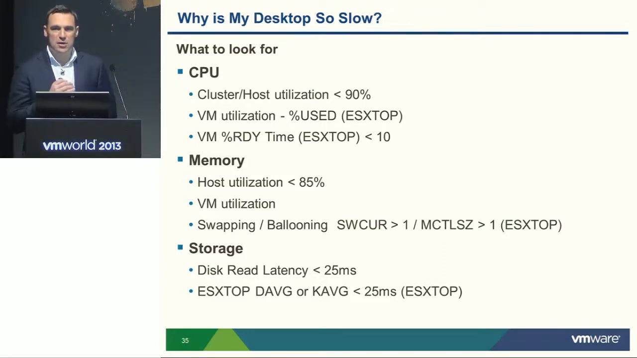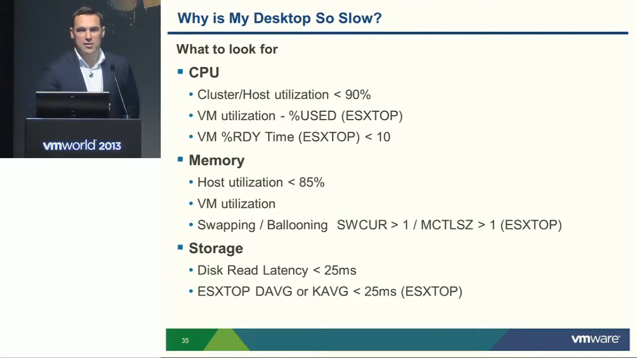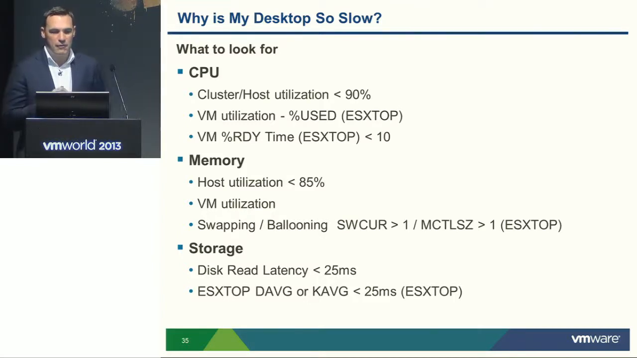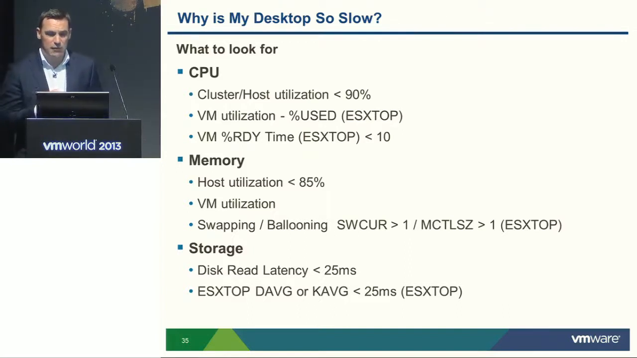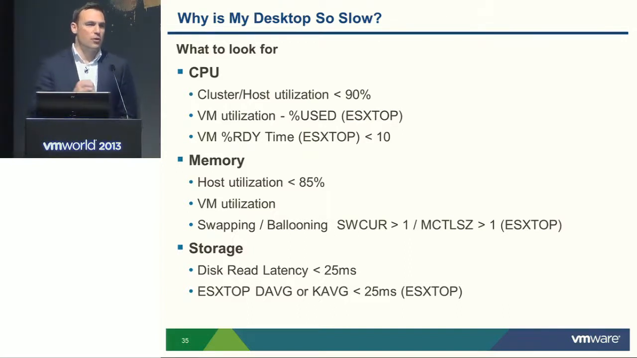Obviously CPU utilization on the host or the cluster should be less than 90%. VM utilization, you need to look at percent used within ESXTOP. And the percent ready time is very important. It must be below 10 in ESXTOP. Memory utilization, again, less than 85%. And making sure that your VM's not consuming a lot of memory.